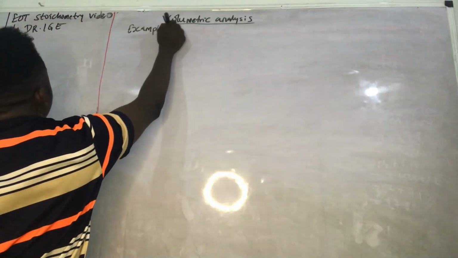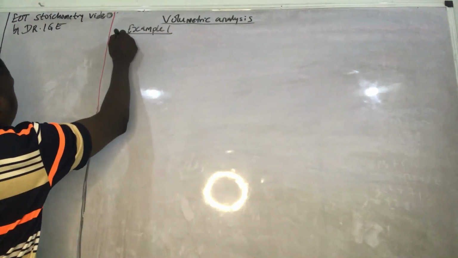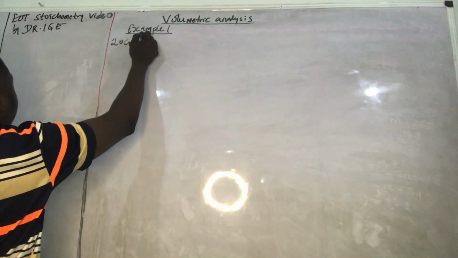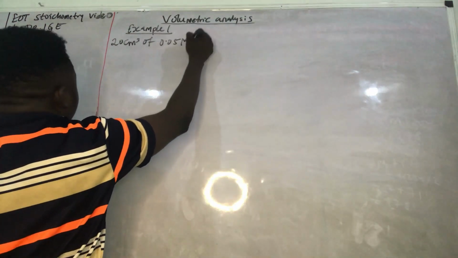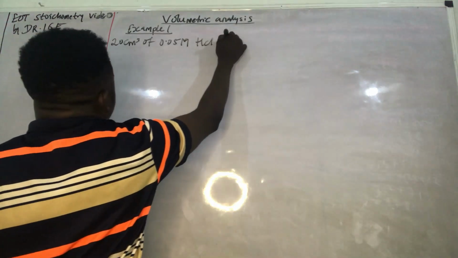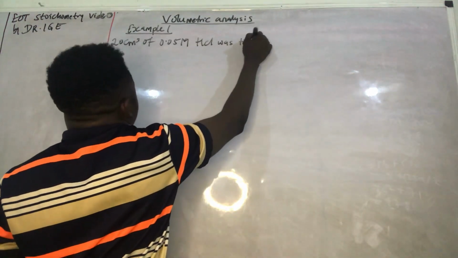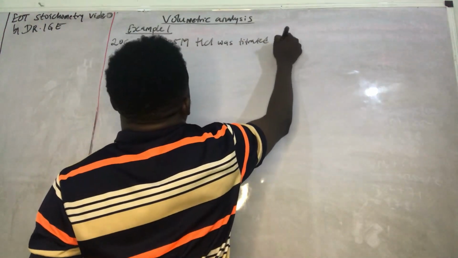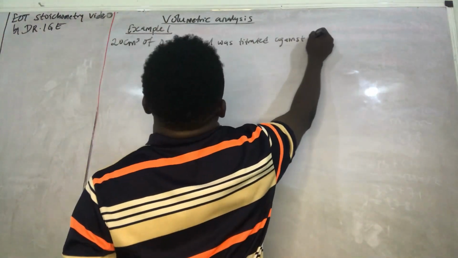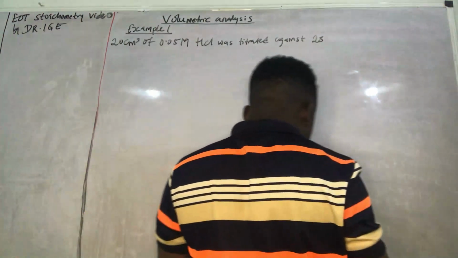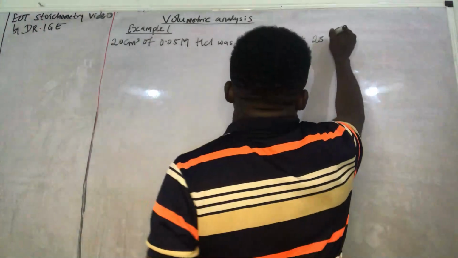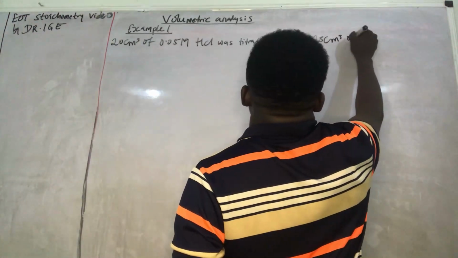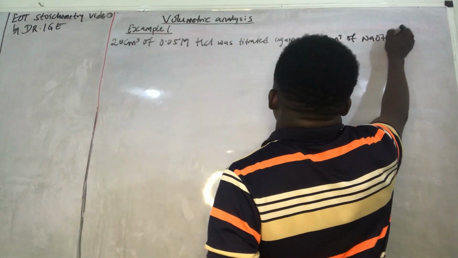Example 1. Say 20 cm³ of 0.05 molar concentration of HCl was titrated. It gives 25 cm³ of sodium hydroxide.